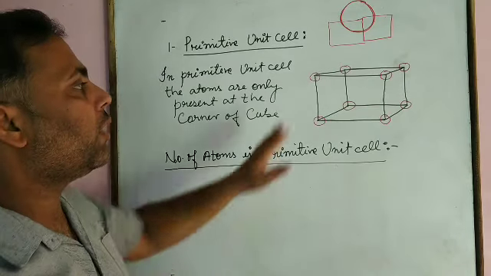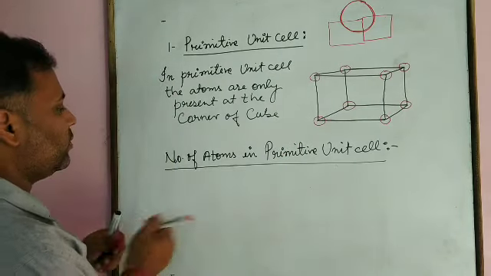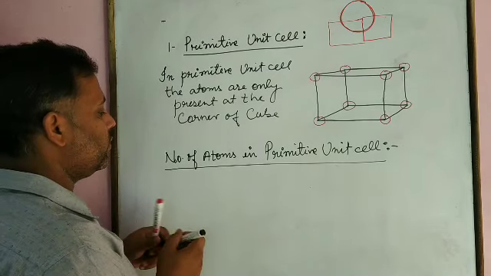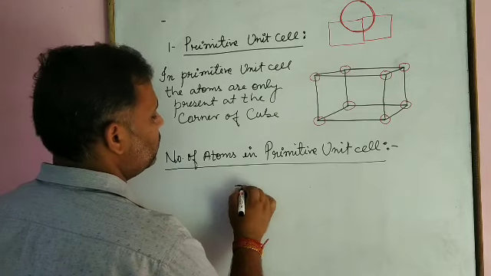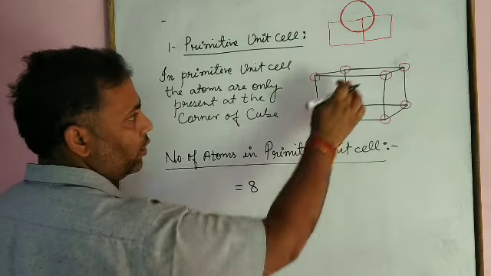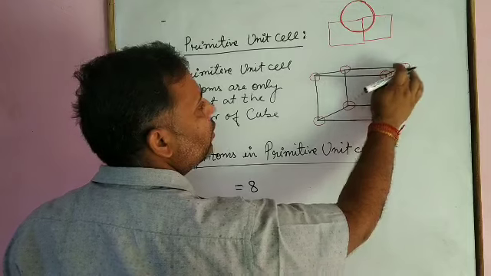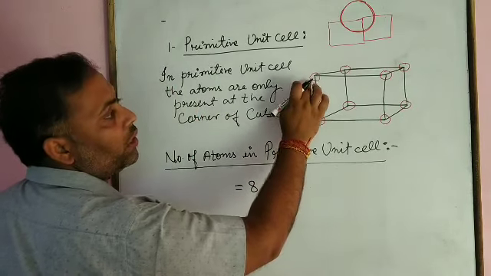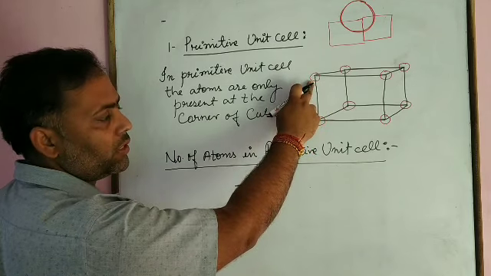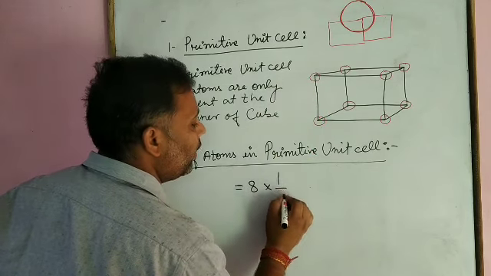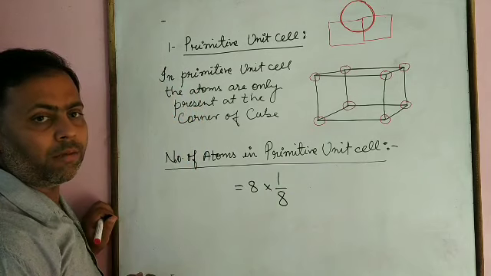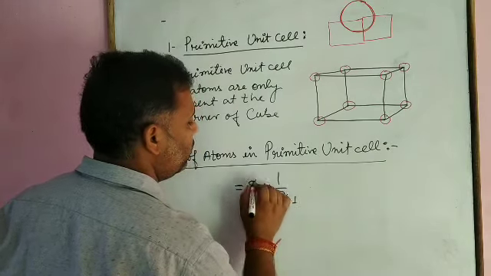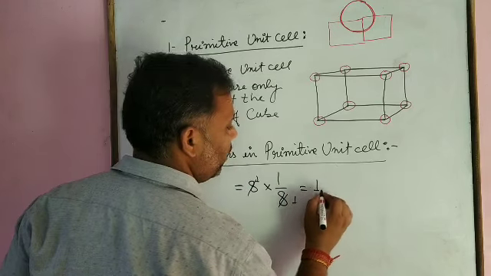Let us see. How many atoms are there? 8. The number of atoms in the primitive unit cell is equal to 8. The number of atoms is 1, 2, 3, 4, 5, 6, 7, 8. How much portion is contributed by each atom? As we have discussed, only 1 by 8 part is contributed by each atom. Clear? And what we see, 8 times 1 by 8 is equal to 1 atom.